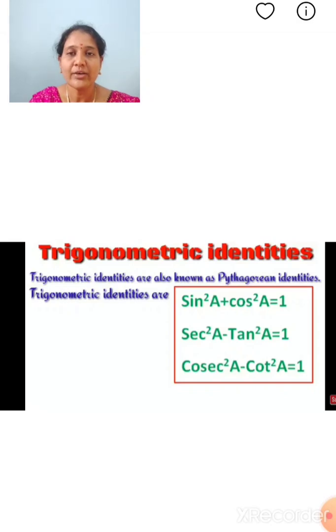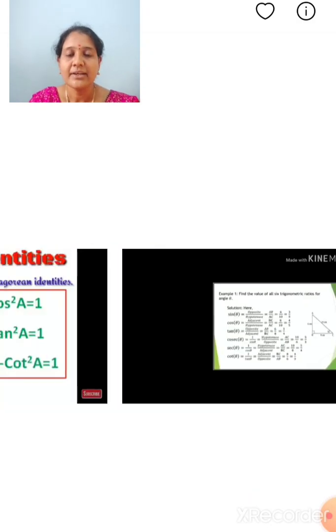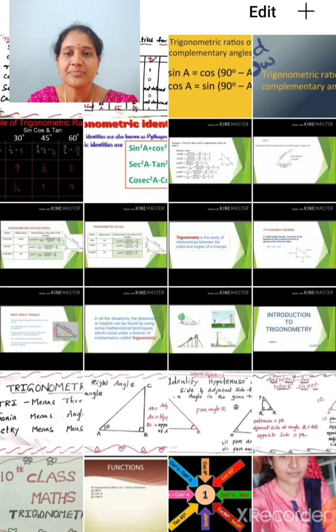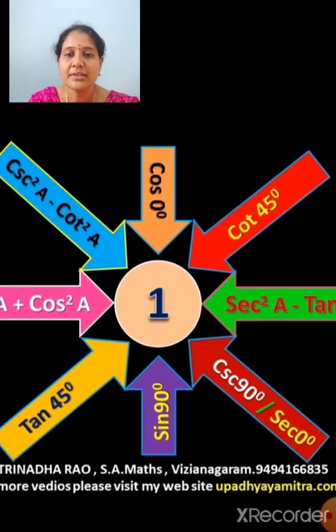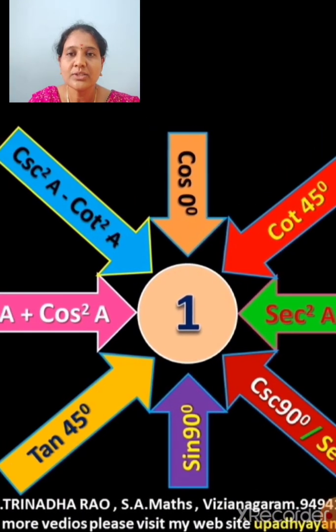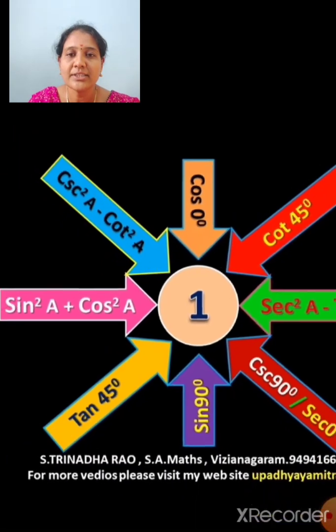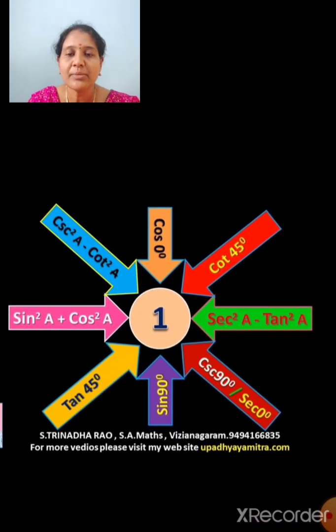Whenever it may be that identity, if you observe the right side of these three identities, what is the answer, children? 1. That's why, in the previous slide, cosecant square A minus cot square A is equal to 1. Sin square A plus cos square A is equal to 1. Sec square A minus tan square A is equal to 1.